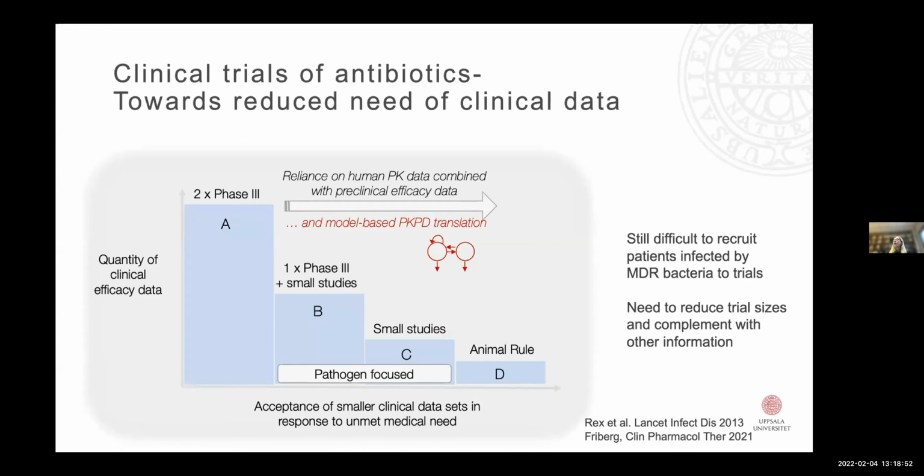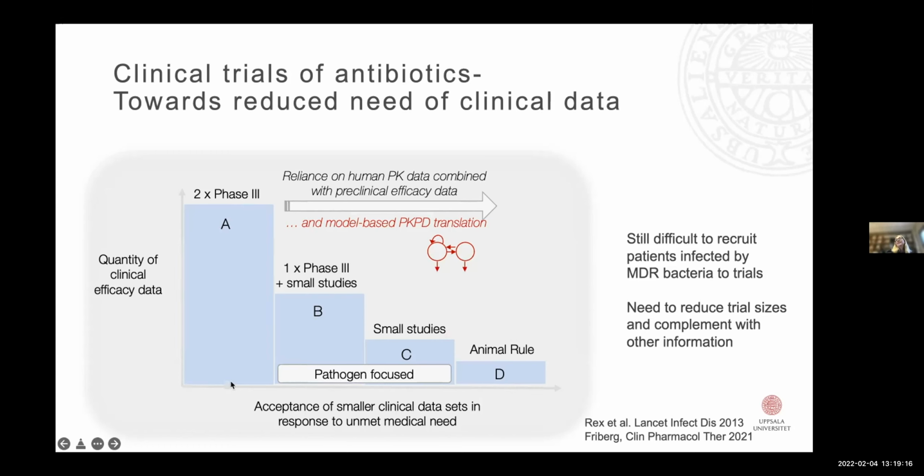And one important aspect is to reduce how much clinical data we really need to make this happen. Then we may need to rely more on animal studies and also studies in vitro systems. So that's what we in general try to do.